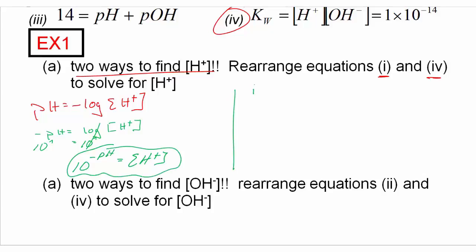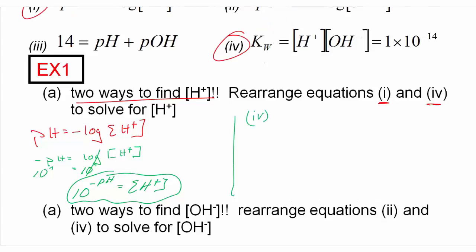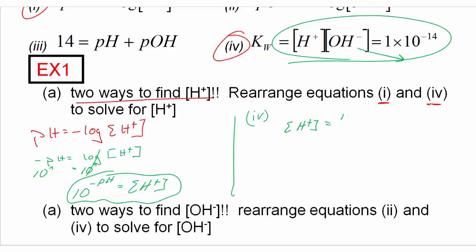How about equation 4? How would you rearrange this for the hydrogen ion concentration? Well, just bring this to the bottom, right? So we'll have a hydrogen ion concentration would be 1 times 10 to the negative 14 all over the concentration of hydroxide. So there's two ways to find the hydrogen ion concentration.